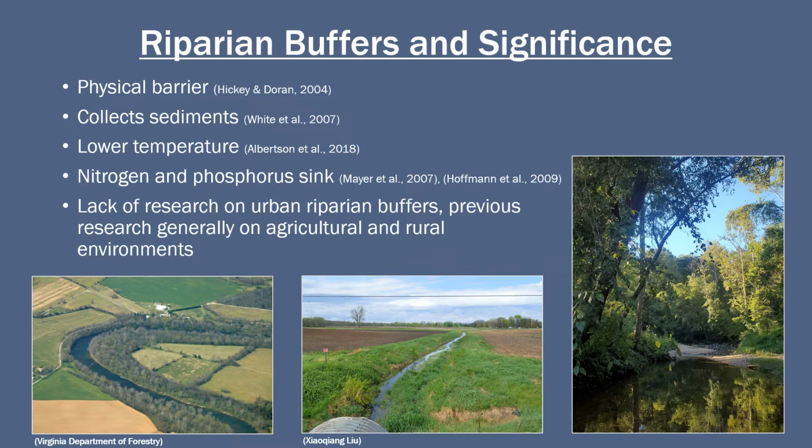So riparian buffers are areas of vegetation that border bodies of water, and they protect stream water quality and aquatic life by acting as a physical barrier to polluted runoff. And by acting as a physical barrier, they're able to collect excess sediments, nitrates, phosphates, and prevent those from entering the water and negatively impacting water quality. They also maintain stream temperatures, which is important for certain aquatic organisms.